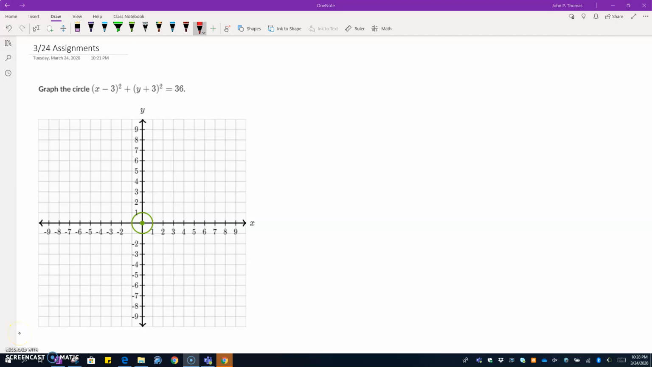Alright, so these are the most missed problems from yesterday's assignment. Again, everything in this assignment really focused on standard form for a circle, which is our (x minus h) quantity squared plus (y minus k) quantity squared equals r squared. Alright, so what we really have to do is just match up the pieces.